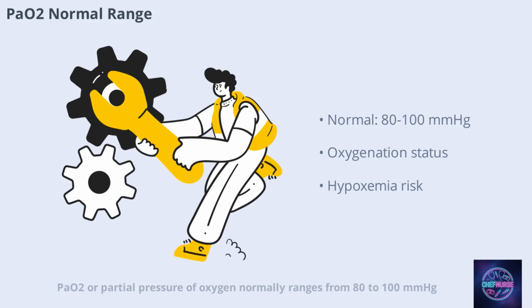PaO2, or partial pressure of oxygen, normally ranges from 80 to 100 mmHg. It measures the effectiveness of oxygenation in the blood. Low PaO2 indicates hypoxemia, which can be life-threatening if not addressed. On the NCLEX, you'll need to recognize signs of hypoxemia and know how to respond appropriately.